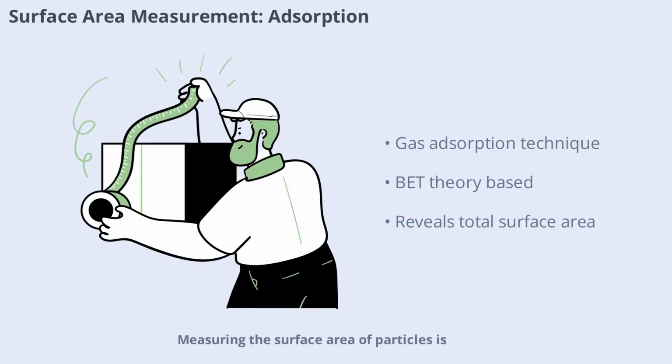Measuring the surface area of particles is crucial for understanding their reactivity and behavior. The adsorption method involves measuring the volume of gas, such as nitrogen, adsorbed onto the surface of a known mass of powder. By plotting the amount of gas adsorbed against pressure at constant temperature, scientists can determine the total surface area. This method is based on the Brunauer-Emmett-Teller (BET) theory and is widely used in material science.